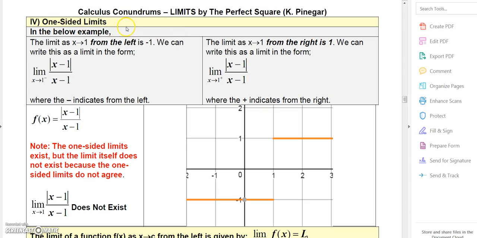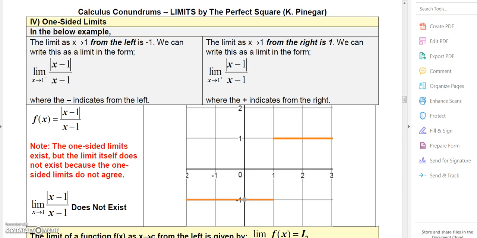We're going to now talk about one-sided limits. Let me show you a couple of examples. When we talk about one-sided limits, we're talking about the limit of a function as x approaches a number from the left or from the right.